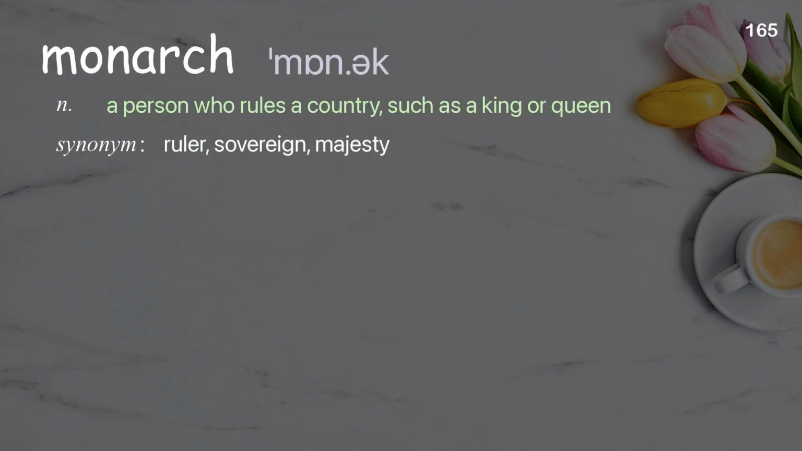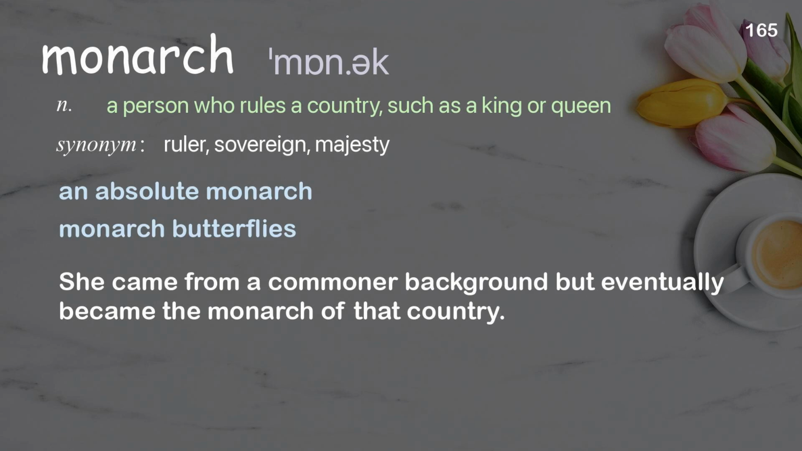Monarch: a person who rules a country, such as a king or queen. Examples: an absolute monarch, monarch butterflies. She came from a commoner background, but eventually became the monarch of that country.